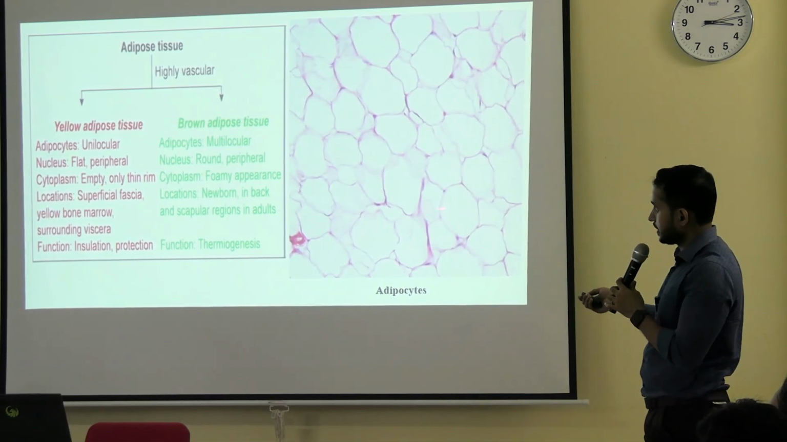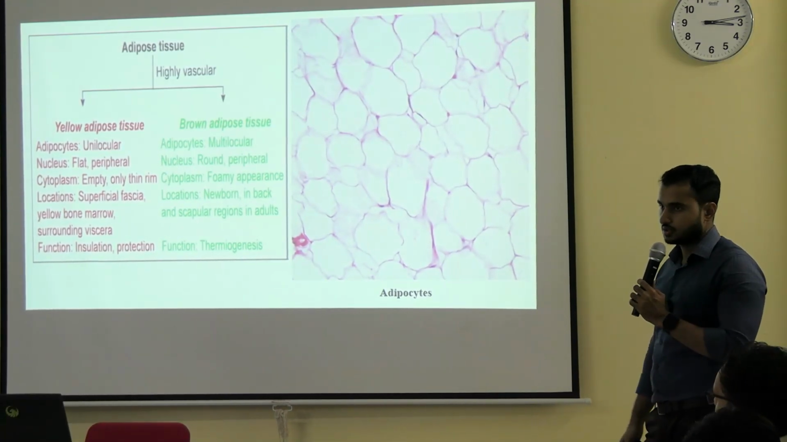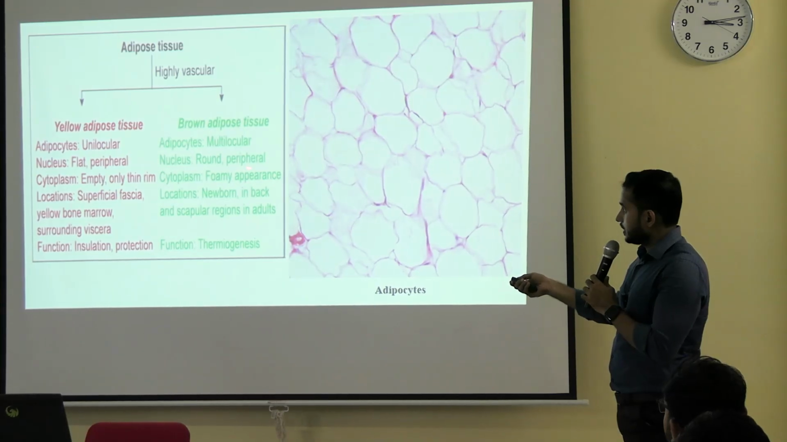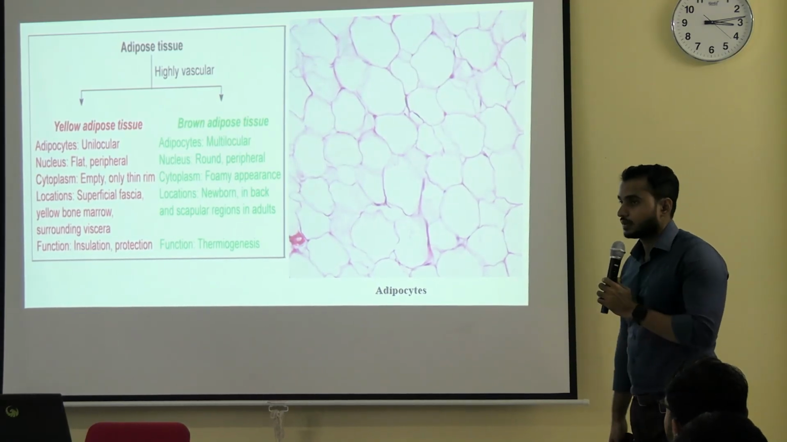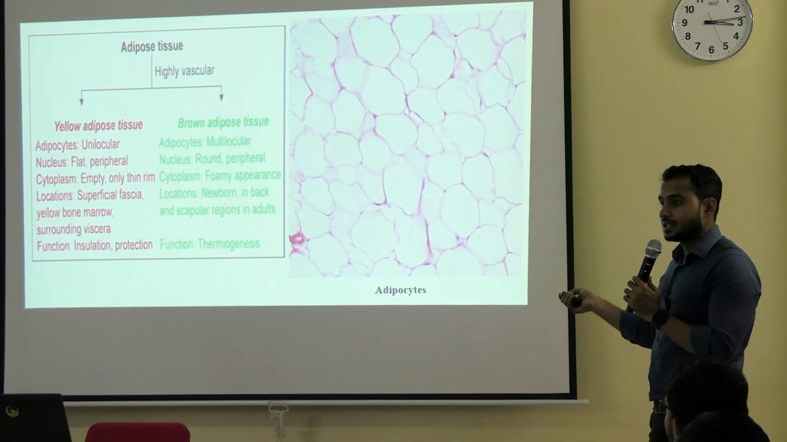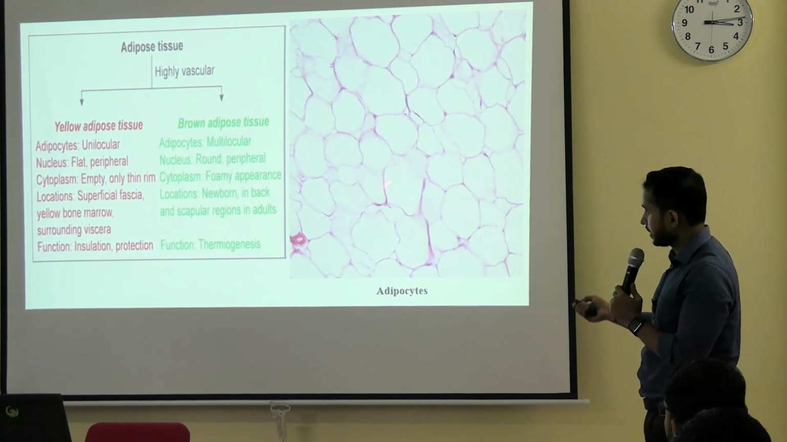This is nothing but the yellow adipose tissue, and these are unilocular adipocytes. ठीक है? देखो, comparison दिया हुआ है. You can see the comparison. Now, same thing today you have to see under the microscope and you have to identify. Okay, so see the image carefully.